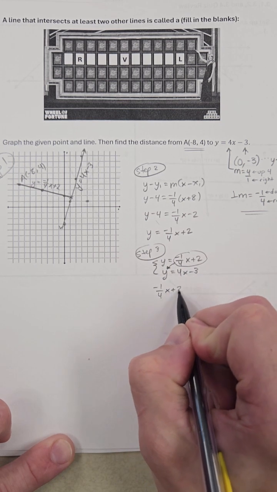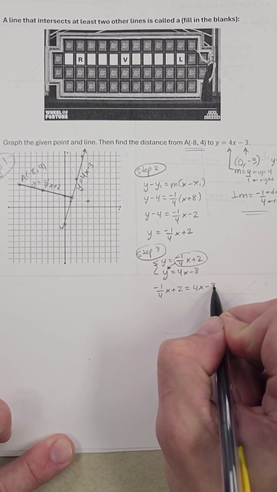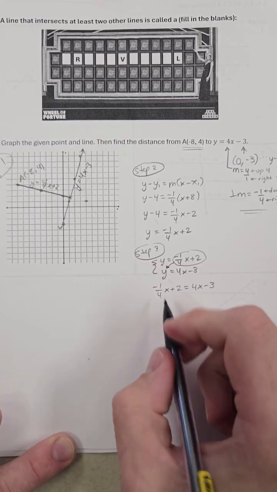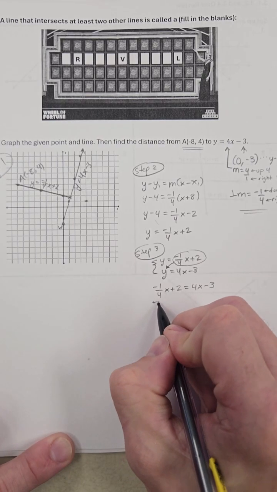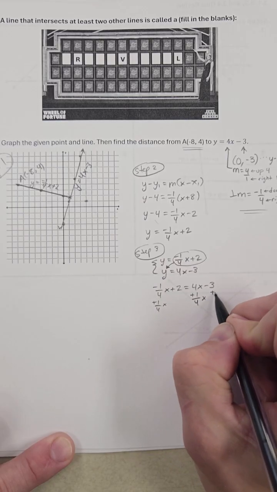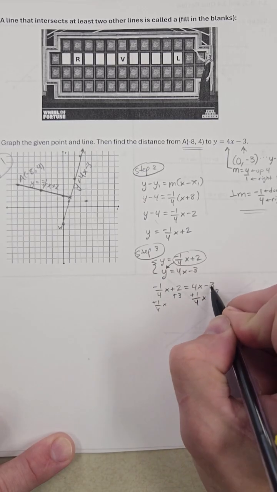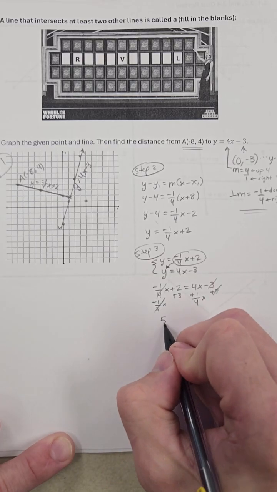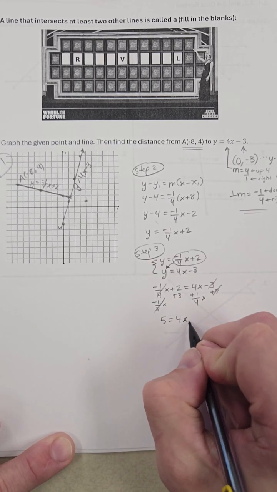-1/4 x plus 2 is 4x minus 3. Get all the x's to one side, all the constants to the other. So in the same step here, I'm going to add 1/4 x to both sides and add 3 to both sides. That would eliminate the 3's and the -1/4 x. So I have 5 equals, I'm going to show all my work on here.